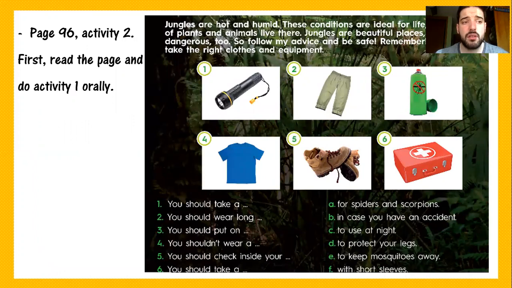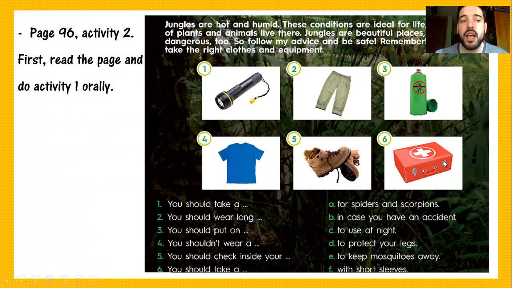First, on page 96, the activity 2, first I want you to read the rest of the page and do the activity 1 orally. So here you have to read this text and then complete these sentences orally. So for example, for number 1, you should take a torch to use at night. That would be the number 1. So you do the same for number 2, 3, 4, 5, and 6. This is only orally, okay?